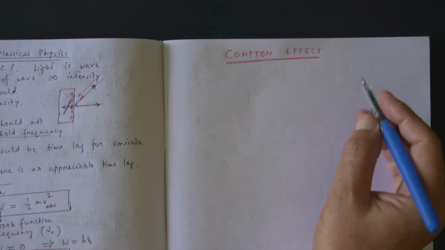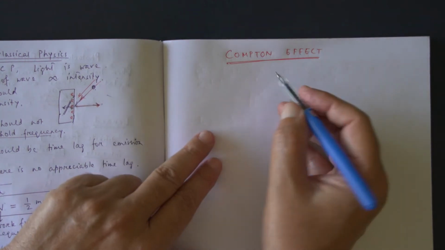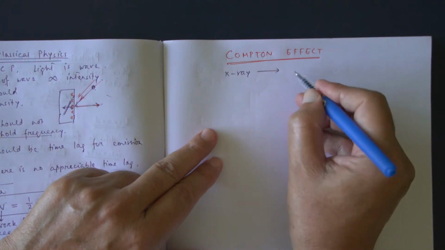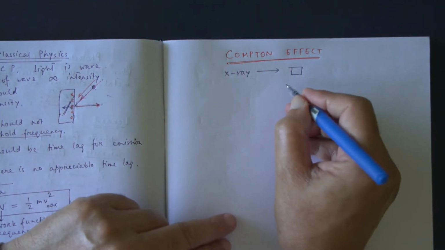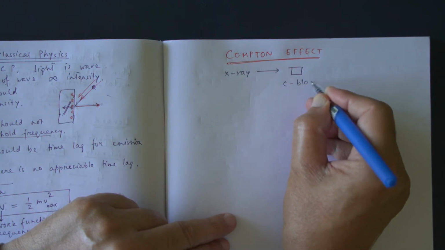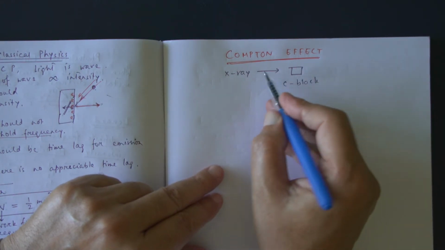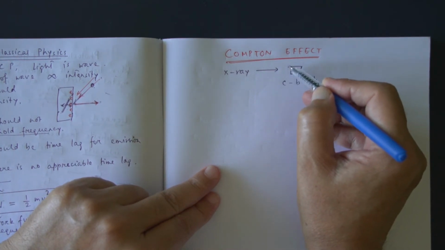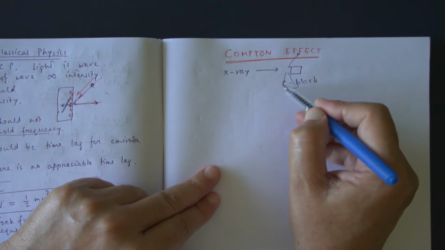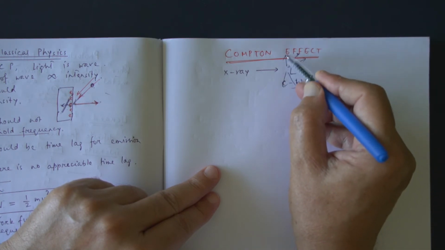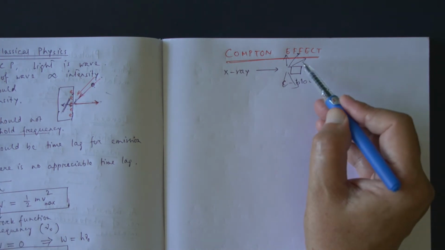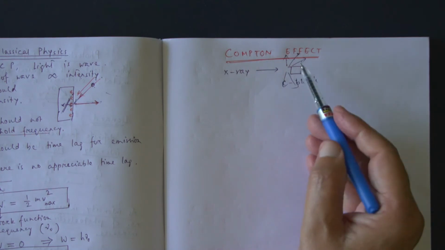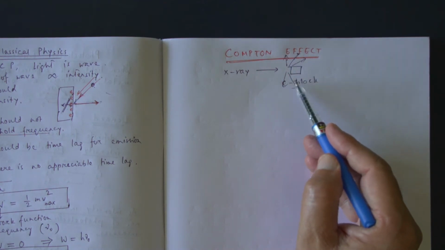Okay, so you allow X-ray to fall on a target. This is the target, and generally it is a carbon block. When X-ray strikes the carbon block, the X-ray will be scattered in every direction, and this scattered X-ray is observed. In Compton effect, this scattered X-ray is observed.